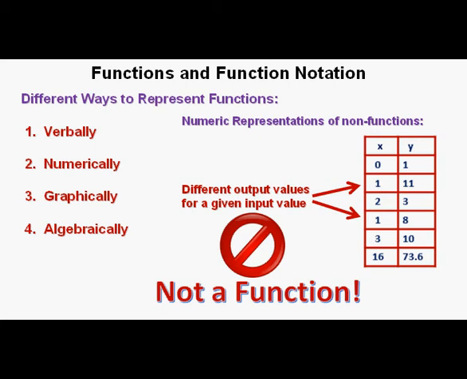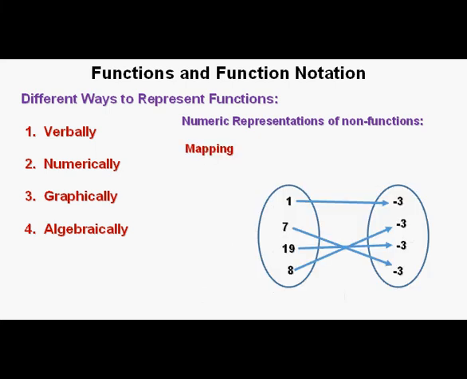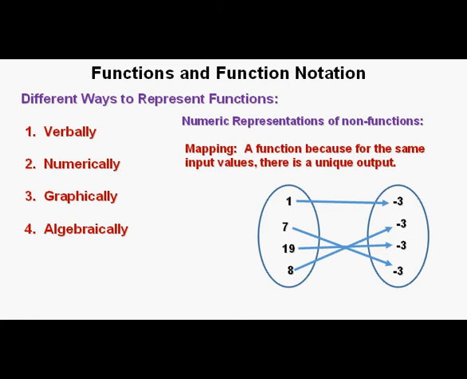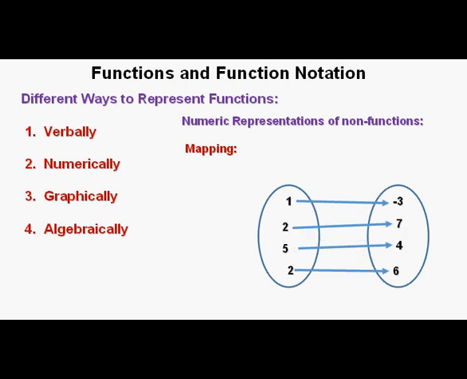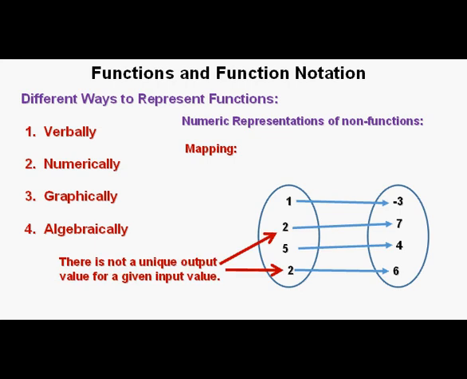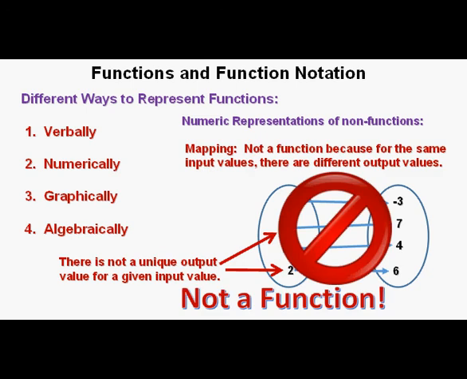Another type of numeric representation is an oval mapping like this one. This mapping is a function because for the same input values, there is a unique output value. Here's another mapping. In this case, for an input value of 2, we get an output value of either 6 or 7. So there is not a unique output value for a given input value of 2. So this relation does not qualify as a function.